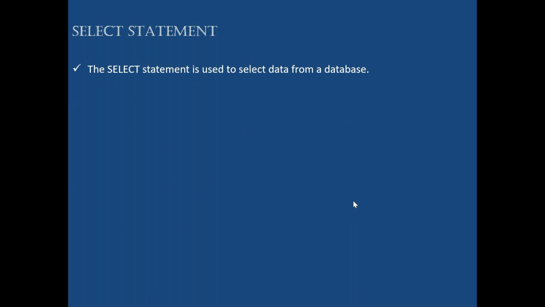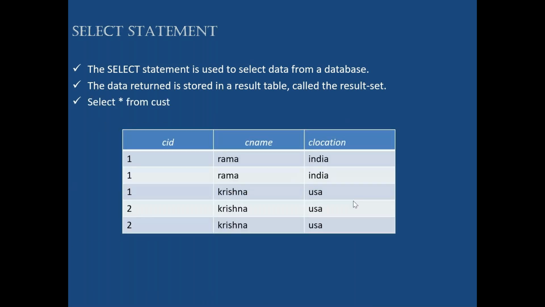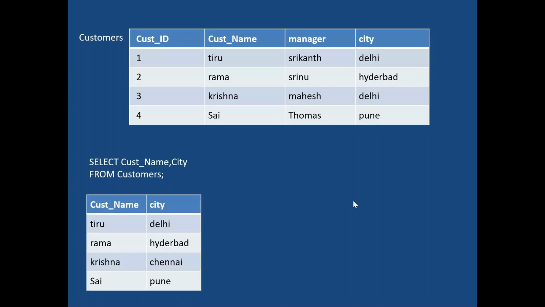Next, the select statement is used to select data from the database. The data returned is stored in a result table called the result set. Select star from customer will give you the entire data. Select customer name and city will give you only two columns. You can select the columns that you need instead of putting star.